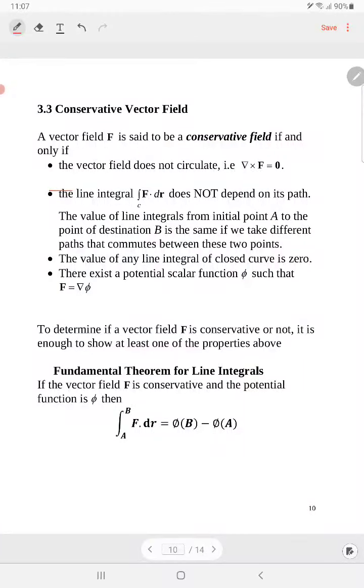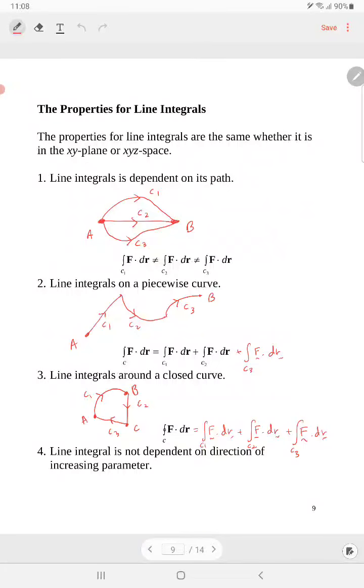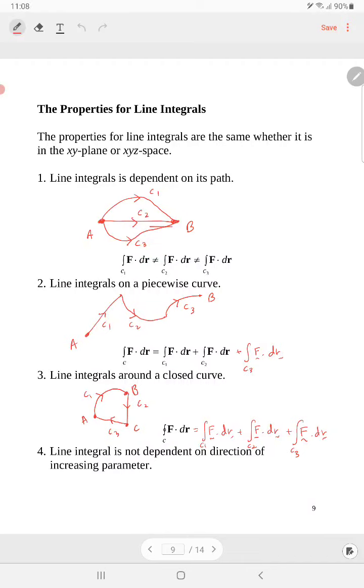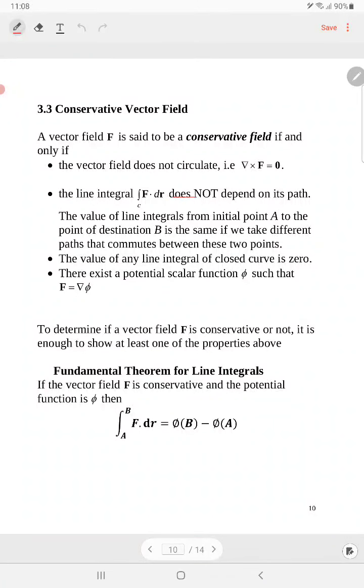Okay, now the second property for conservative field is the line integral F dot dr does not depend on its path. Okay, so this is different from the regular vector field F, because the first property for line integral is it is dependent on its path. But if F is conservative, then it does not depend on its path, meaning that it doesn't matter what path it takes, the value of F dot dr starting from point A to point B will be the same. Okay, so that is the second property. F dot dr does not depend on its path.